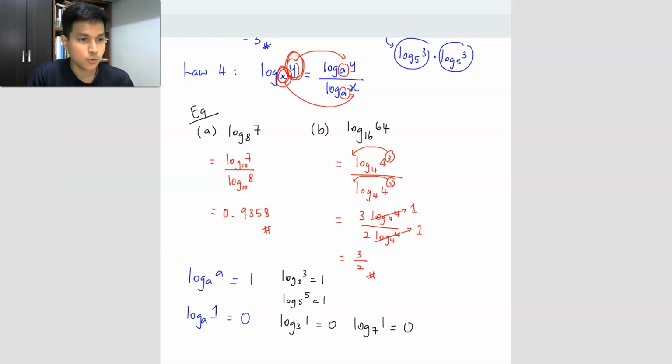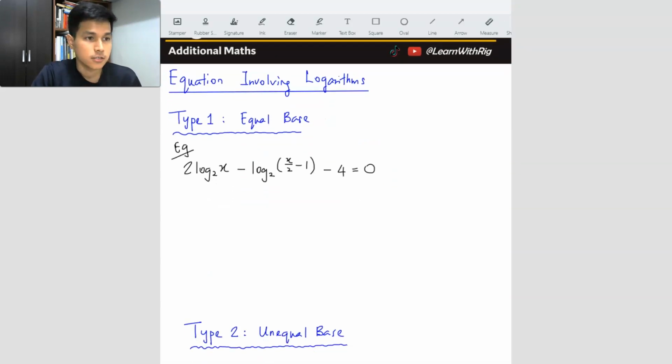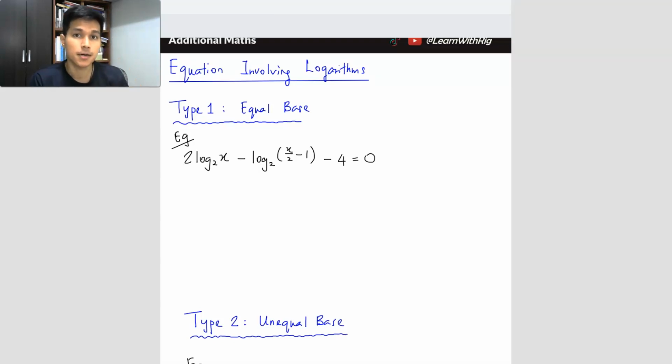Now let us go through some actual equation questions and see how we can implement the four laws to solve them. The first type that you have to know when it comes to solving log equations is when you have equal base, or when you can change it to become equal base. This is quite similar to indices. You want to try to make it become the same base, because when it becomes the same base, it's very easy to solve. So we'll try to do that for this.